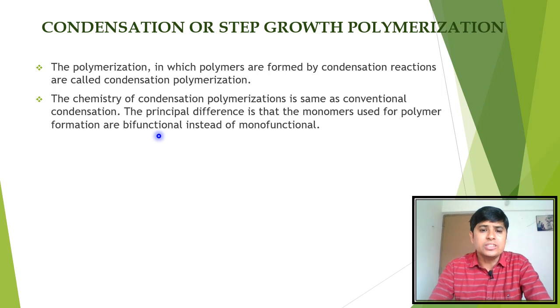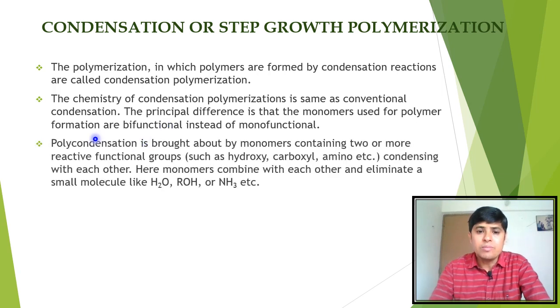See, polycondensation is brought about by monomers containing two or more reactive functional groups, such as hydroxy, carboxyl, amino, etc., condensing with each other. Here monomers combine with each other and eliminate a small molecule like water, alcohol or ammonia, etc. Okay, these monomer molecules will combine with each other and there will be loss of neutral molecules like water, alcohol or ammonia.